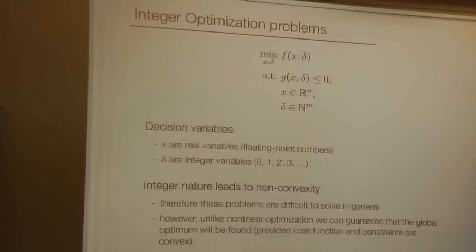So these kinds of problems are difficult to solve in general, but they could be solved to global optimum. That's the message. However, this message is only valid if the cost function and the constraints are convex. If they are non-convex, we don't have any guarantee whatsoever.